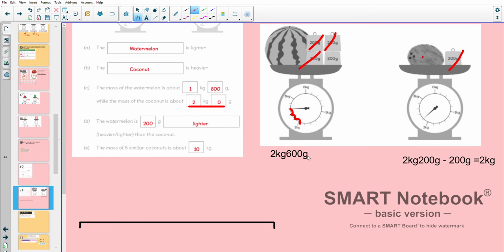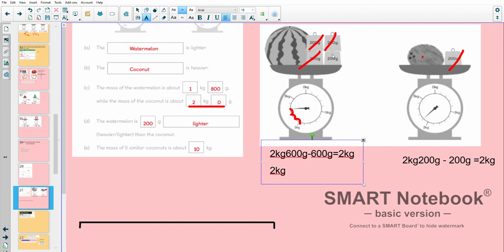So 2 kilograms, 600 grams, take away, what is 200 plus 200 plus 200? Well, 2 plus 2 plus 2 is 6, and it's 100 times bigger, so take away 600 grams. And like with the coconut, our answer is 2 kilograms. But we've also got another one to take away. So I need to do 2 kilograms, take away only 200 grams. Okay, I'm going to do that on a number line because it's a bit hard. I don't know how to do this.